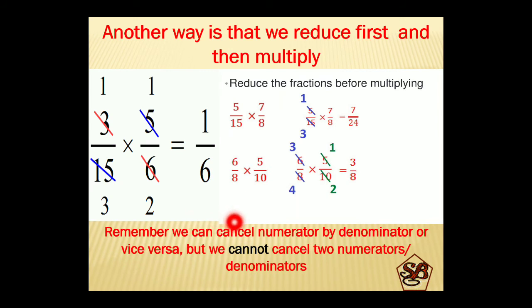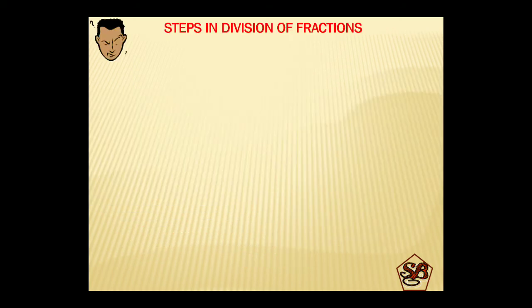Remember, we can cancel numerator by denominator or vice versa, but we cannot cancel two numerators or two denominators. Moving on to division of fractions, it is very similar to multiplication of fractions with one more step in between. Let's see these steps of division.